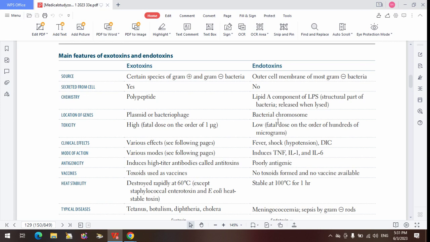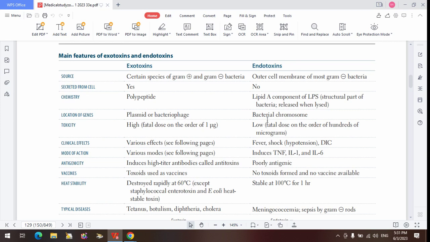Don't forget that. The toxicity of exotoxin is very high. So you just need a very small dose to trigger the response. Just one microgram. But endotoxin, it is very, very low. You need as much as 100 micrograms to trigger the same fatal dose. So it is low compared to exotoxin that's very high. What are the clinical effects? It varies. We are going to see them down now.